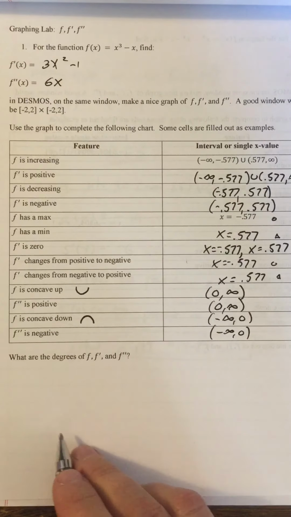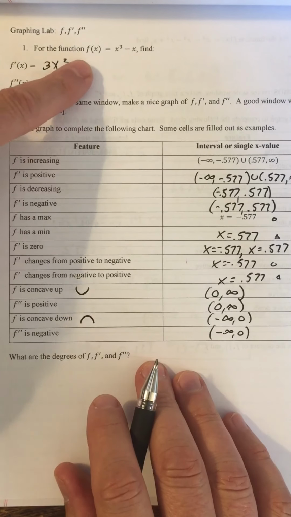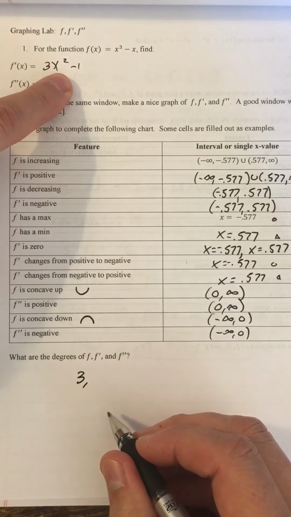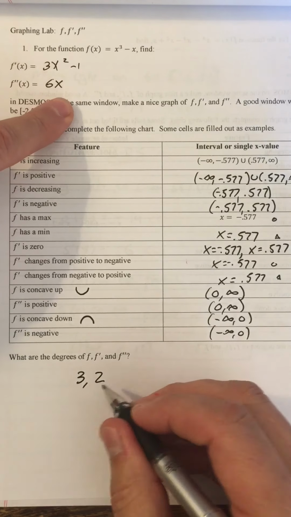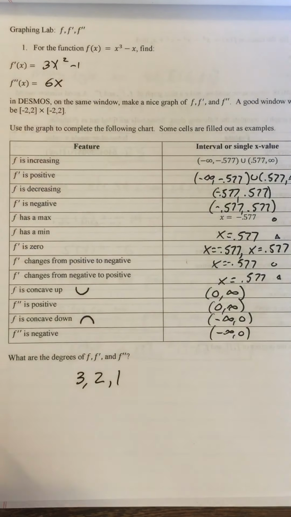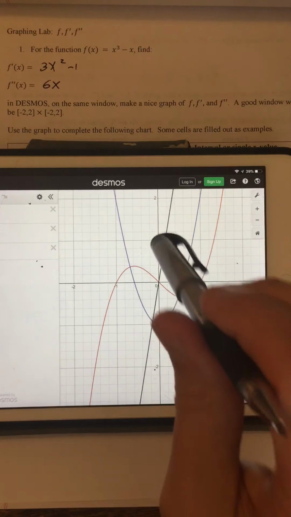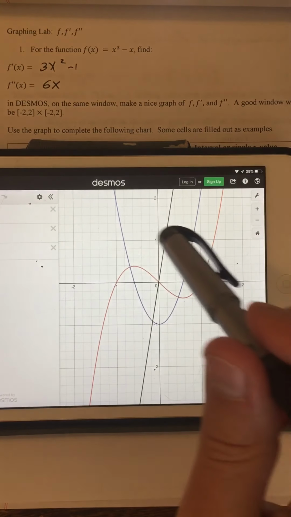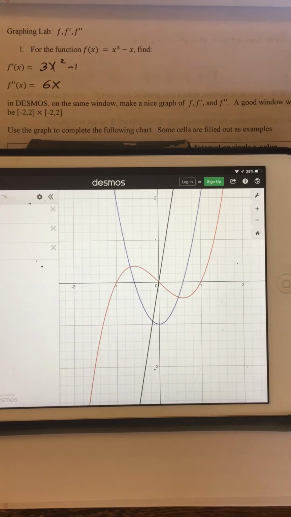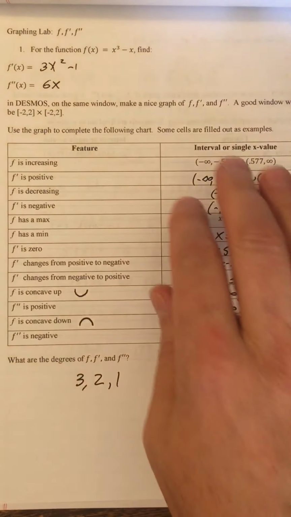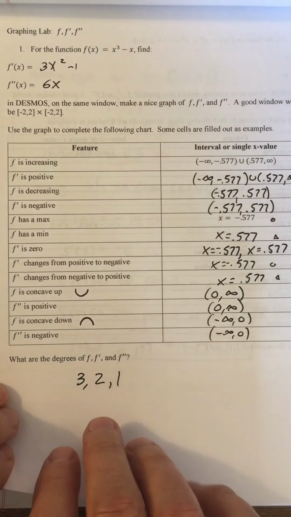What are the degrees of f, f prime, and f double prime? Well, here's f, it's third degree. Here's f prime, it's second degree. Here's f double prime, it's first degree. You can see that really clearly in the graph. Cubic, quadratic, linear: f, f prime, f double prime. Now, you could have started with a quintic or something, and then it would be a quintic, a quartic, and a cubic, like that. But now we've observed some of the early relationships.